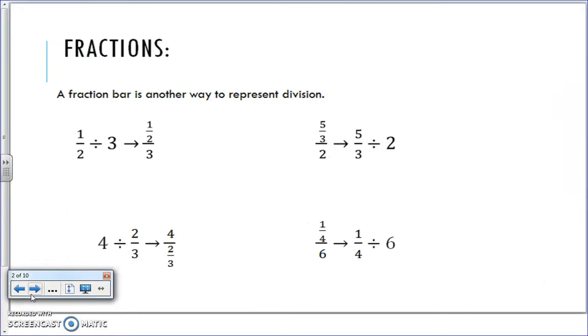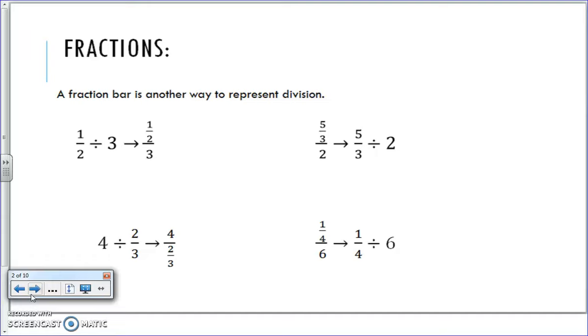And to start, I want to remind everybody that a fraction bar and a division sign mean the same thing. And so these are equivalent statements. Now we talked about equivalent fractions earlier this year, as far as 1/2 is the same as 2/4, is the same as 4/8, the same as 6/12, and so on and so on.